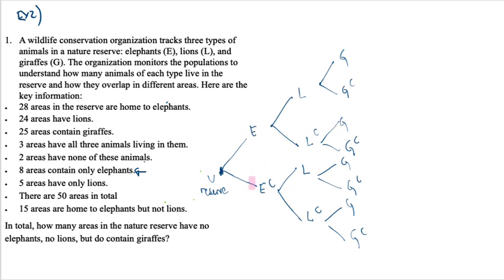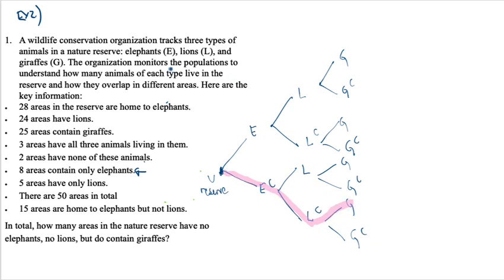This is my tree for the set. And the question is, how many areas in the nature reserve have no elephants, no lions, but do contain giraffes? So this is the path I want to know. Whatever number sits here is my answer, right? Because it's passing through this path, which is this intersection, okay?